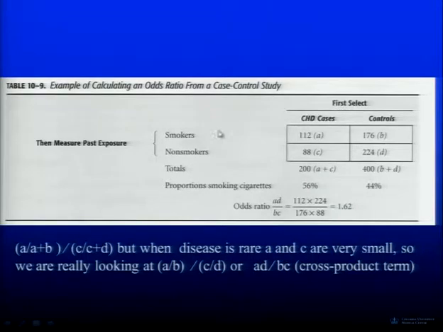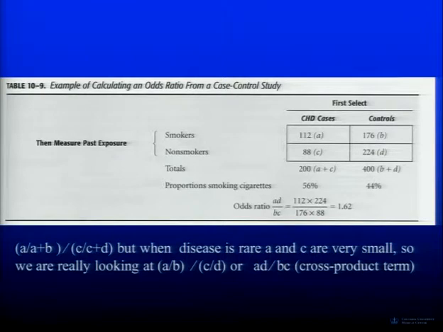In fact, what you have to do is put the people into this fourfold table. So this is looking at cases and controls where the cases have coronary heart disease, and our exposure here is smoking and non-smoking. So we put everyone into the table. We had 200 cases, 400 controls, so a 1-to-2 match. Of the cases, 112 of the 200 smoked. Of the controls, 176 out of 400 smoked.